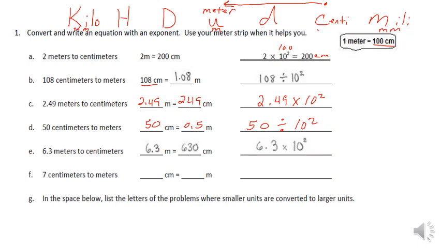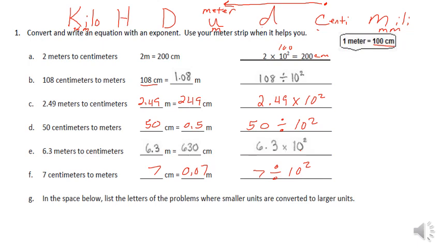Now next we have 6.3 meters to centimeters. We're going from a larger to a smaller unit, so we're going to multiply. Looking at our chart, meter to centimeter is 2 place values away, so we multiply by 10 to the second and get 630 centimeters. On H, we have 7 centimeters, and we're converting to meters. We're going from smaller to larger, so we divide. 7 divided by 10 to the second, since it's 2 place values away, moving 2 place values, we get 0.07 meters.